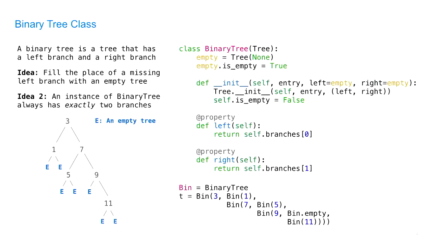Now, if I wanted to create a binary tree, I'd do it like this. I'd say, this tree has 3 as its entry, and its left branch is the binary tree with 1. And its right branch is the binary tree with 7, which has the binary tree 5 and then 9. And then in order to create 9 here, I have to explicitly say the left branch is empty and the right branch is 11. Here I've just shortened binary tree to bin using assignment. You can do that. You can give a new name to a class whenever you want. Cool.